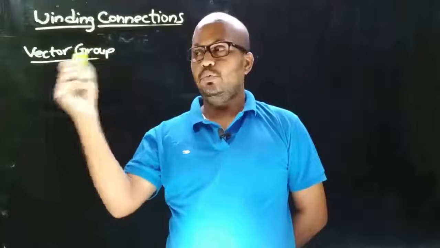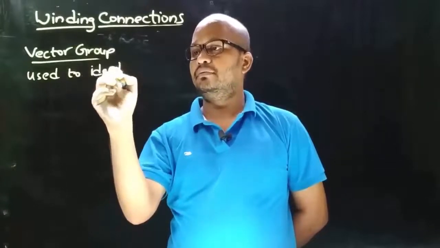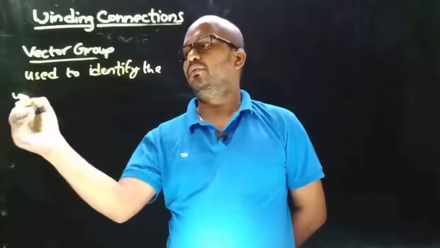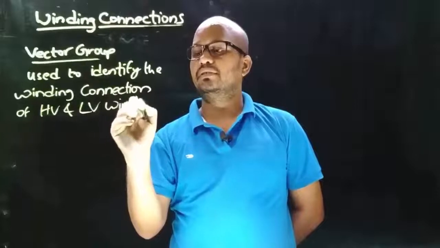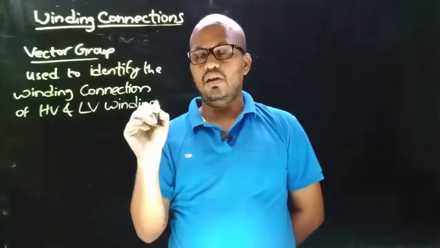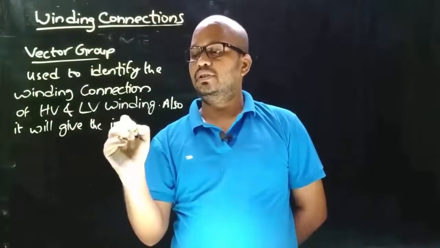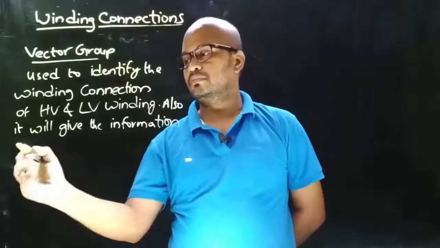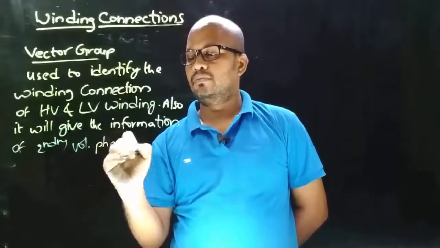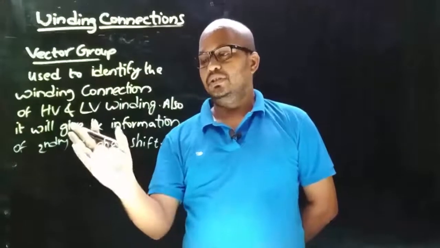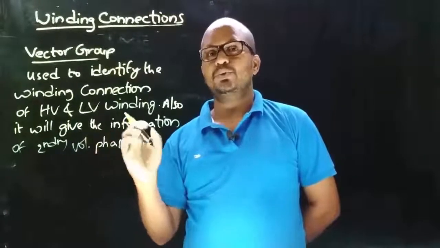Vector group. Vector group is a symbol used to identify the winding connection of HV winding and LV winding, and along with that it will give the information of secondary voltage phase shift. That is, it will give the information of secondary phase to neutral voltage phase displacement with respect to primary phase to neutral voltage.